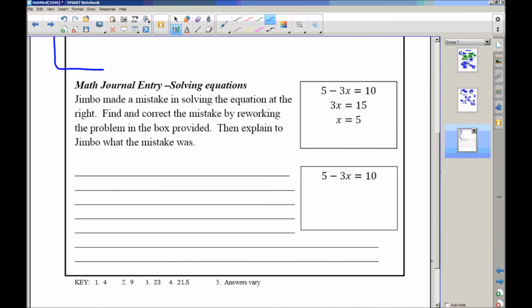And then we followed up with a math journal. Now the final answers are down here, but your work must match very well, okay? So your work has to go with the answer that's down here. So be careful, okay? And then in the journal it says answers vary because you have to figure out what Jimbo did wrong and then explain it.